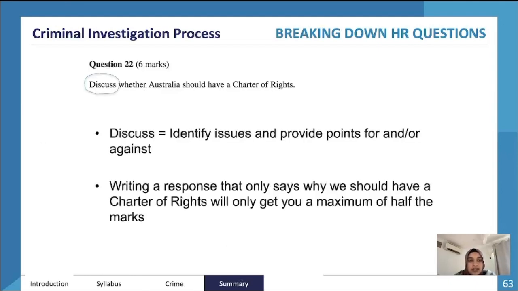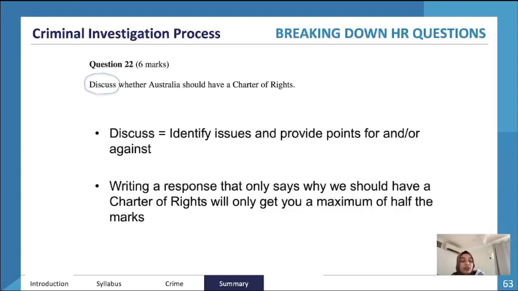So for example, here's a discuss question. Discuss whether Australia should have a Charter of Rights. So you want to be able to identify issues and provide points for and or against this. So what are the advantages of a Charter of Rights and what are the disadvantages of a Charter of Rights? Writing a response that only says that we should have a Charter of Rights will only get you a maximum of half of the marks, because it's a discuss question, so you need to know for and against. So you need to mention that as well, right?